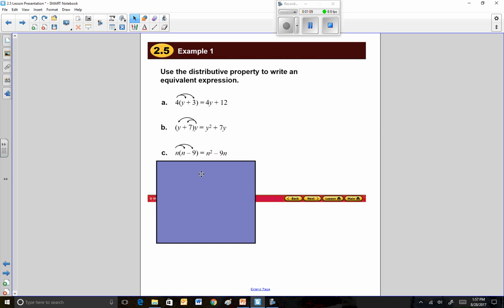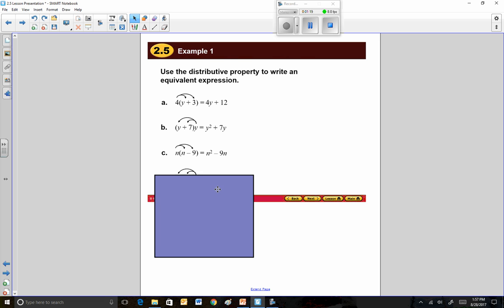Number 3, or part C. Once again, distributive property, distribute your n times n squared, n times negative 9 is negative 9n. And let's take a look at our last one here. This time they put it after the parenthesis. It's still the quantity of 2 minus n multiplied by 8. So 8 times 2, 16. 8 times negative n is negative 8n.